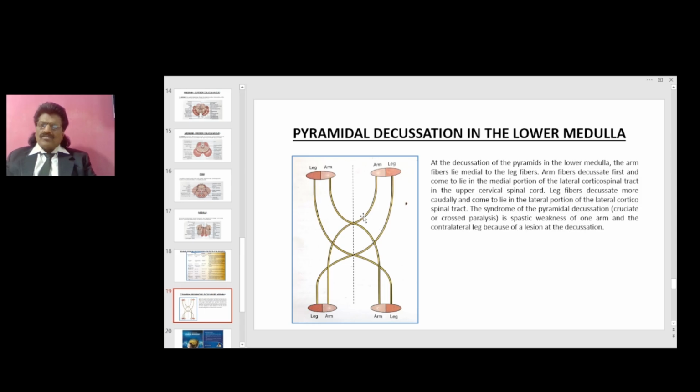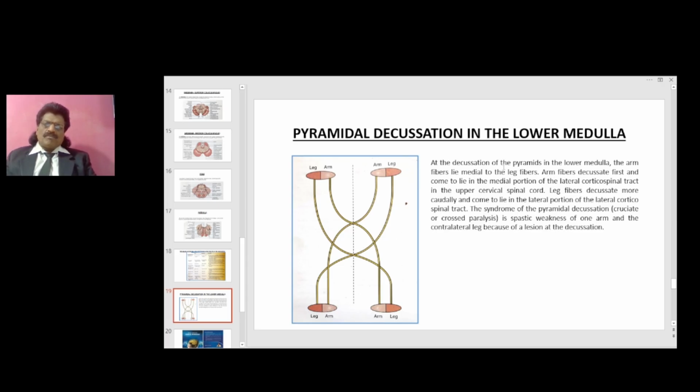So here all kinds of combinations can occur. If there's a lesion here, there will be bibrachial weakness. That means only upper limbs get affected, only arms get affected. If there's a lesion here, they'll have crural paresis. That means only leg fibers get affected. If there is a lesion here, crossed leg and uncrossed arm get affected. The arm one side and leg the other side. If there's a lesion here again, one side leg, the other side arm gets affected. So various combinations can be present in this particular situation.